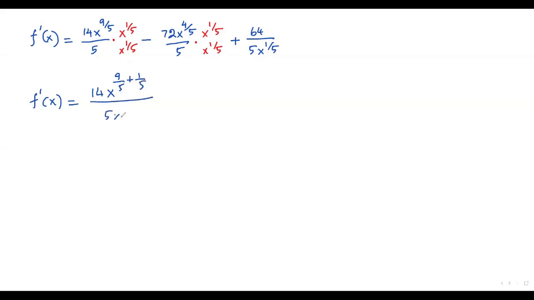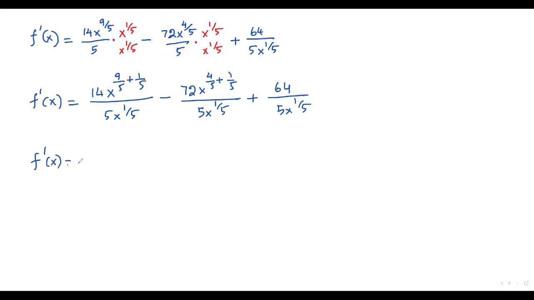When I multiply these two, I'm getting 5 times x to the power of 1 over 5, negative 72. Here again we multiply two terms with the same base, that is x. So we take the base once and add the exponents, that is 4/5 positive 1/5, over 5 times x to the power of 1 over 5, positive 64 over 5 times x to the power of 1 over 5. Okay, f prime of x equals, now for all the three fractions we have the same denominator, that is 5 times x to the power of 1 over 5. So that can be taken as a common denominator.